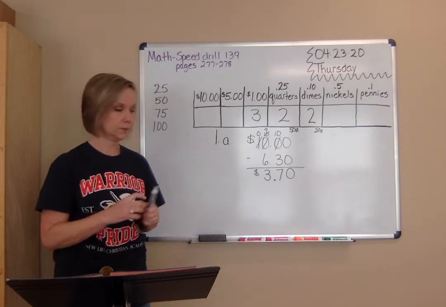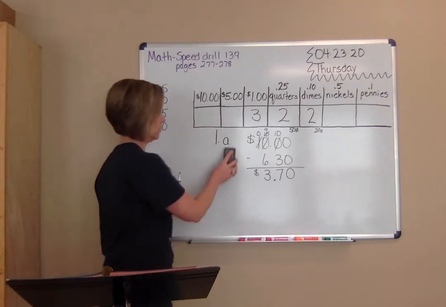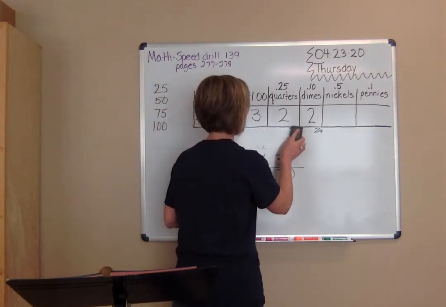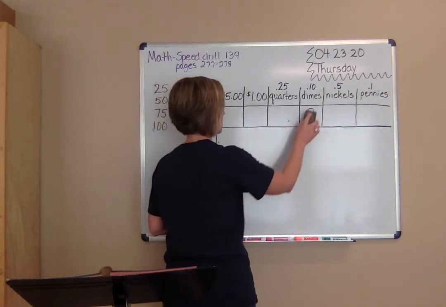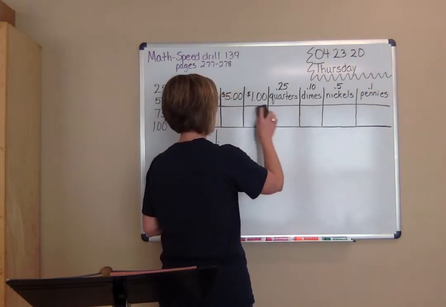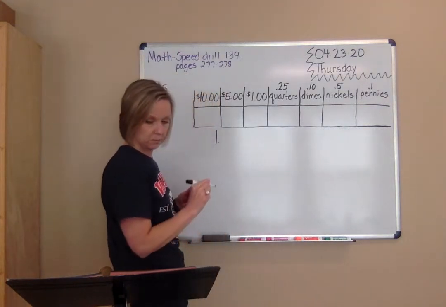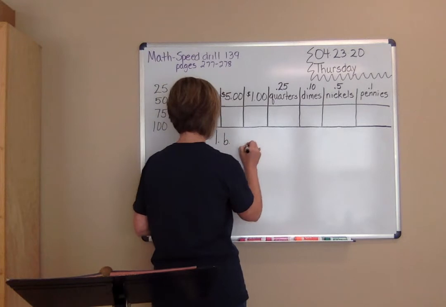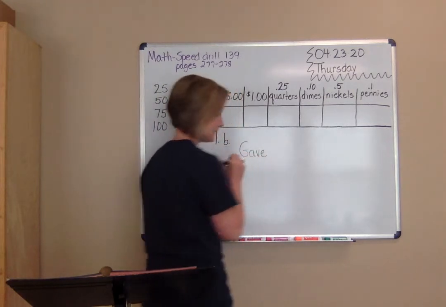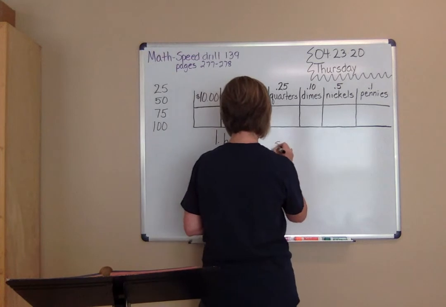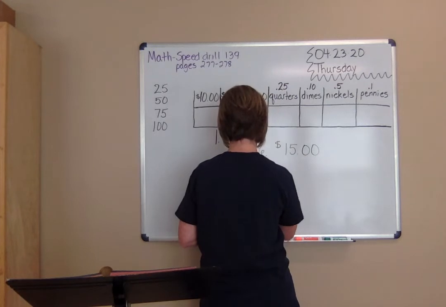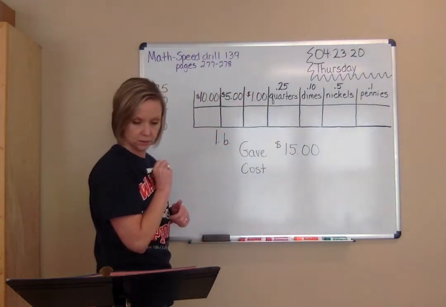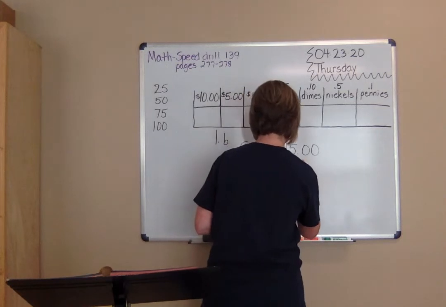Okay? All right, so quickly let's do 1B together. 1B. You had $15. Your cost was $11.76. All right, let's go.